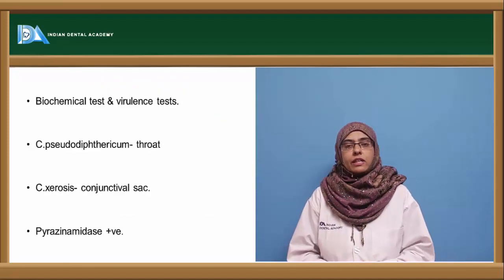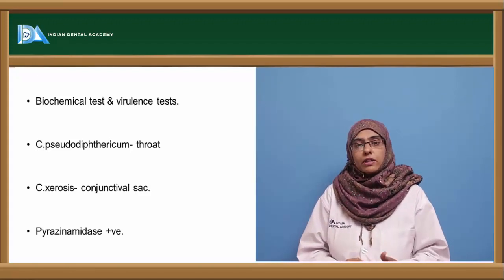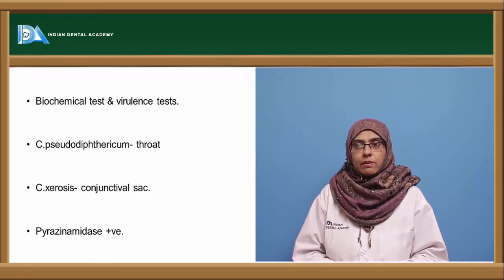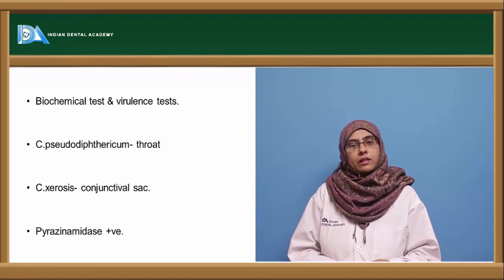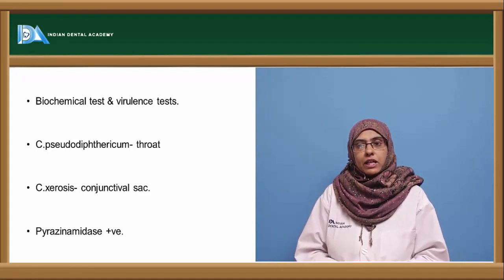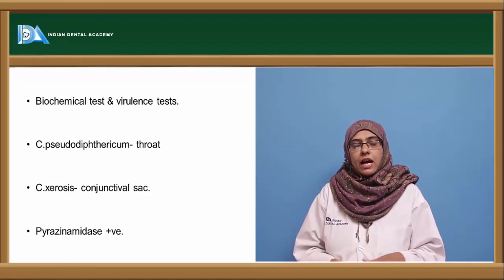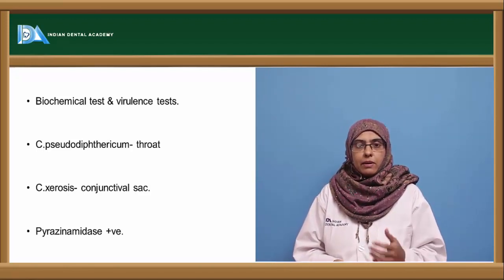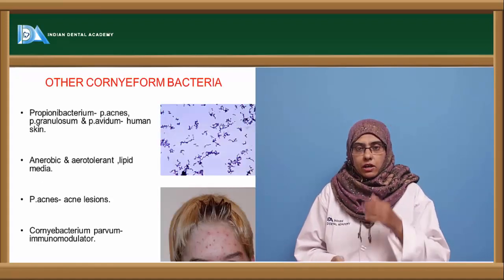They can be identified with the help of biochemical tests and the virulence test, because these organisms are non-virulent in nature, whereas Corynebacterium diphtheriae is highly virulent. There is a species, Corynebacterium pseudodiphtheriticum, which is a normal commensal of the throat and sometimes can cause an infection in the throat, and Corynebacterium xerosis, involved in inflammation of the conjunctival sac or part of the normal flora of the conjunctiva. These two organisms can be identified by a specific test, the pyrazinamidase test, and they show positive with the pyrazinamide test.